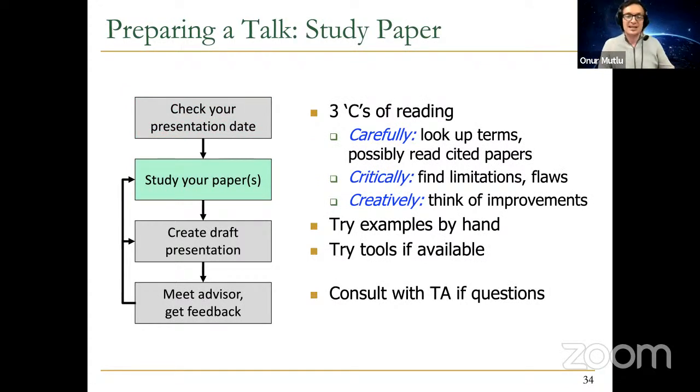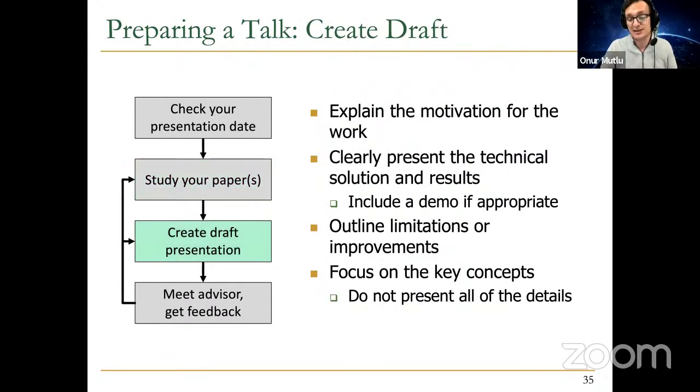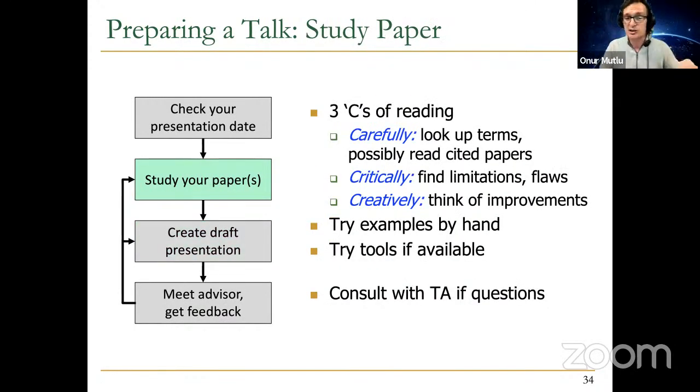Studying your papers is important to do carefully, critically, and creatively. So be very careful, understand it, look up terms, possibly read cited papers. I'd recommend reading papers. Do it critically, find limitations, flaws. Do it creatively, think of improvements. If a paper is old, figure out whether it has had impact or other papers have built on it. Think of your own improvements. If you can, try examples by hand. Sometimes you will see source code. Try to run it. Try tools if they're available. And consult with your mentors if you have questions, and also the lead TAs. Usually mentors are your first contact point.